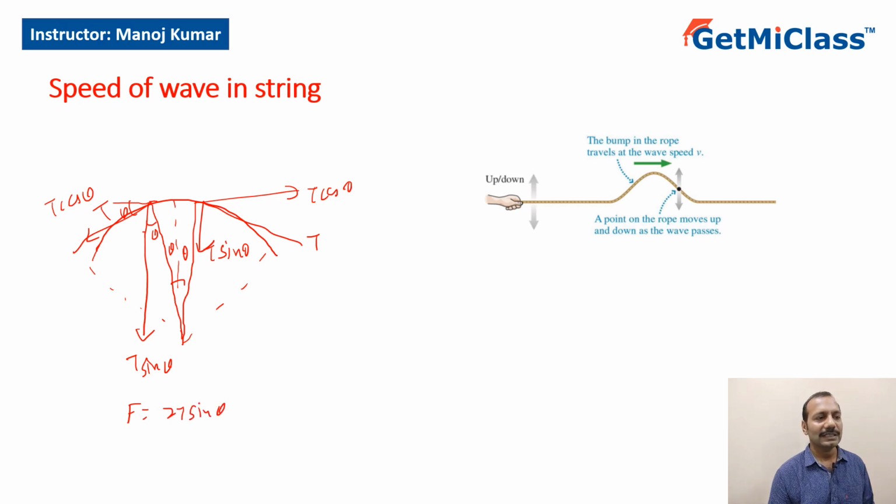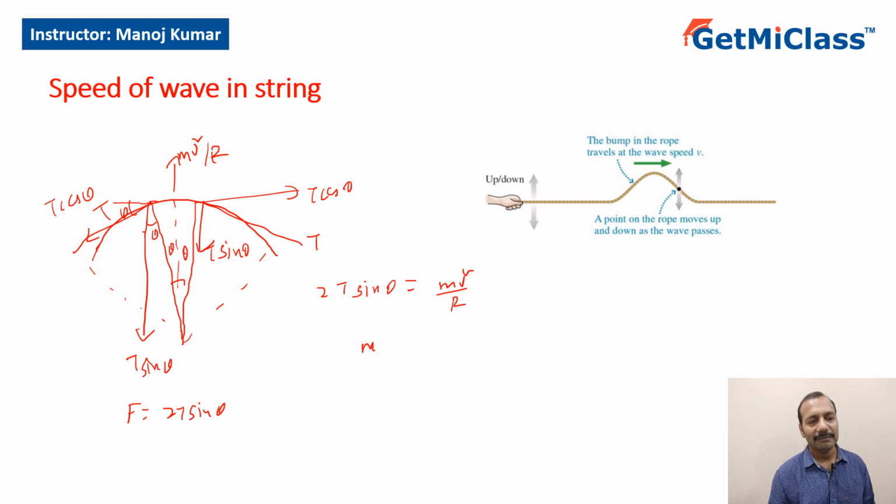And the force which is trying to pull it up is mv square by r, where r is the radius of this part. So the force which is pulling out is mv square by r. I can equate these two forces. I can write 2T sine theta equal to mv square by r.